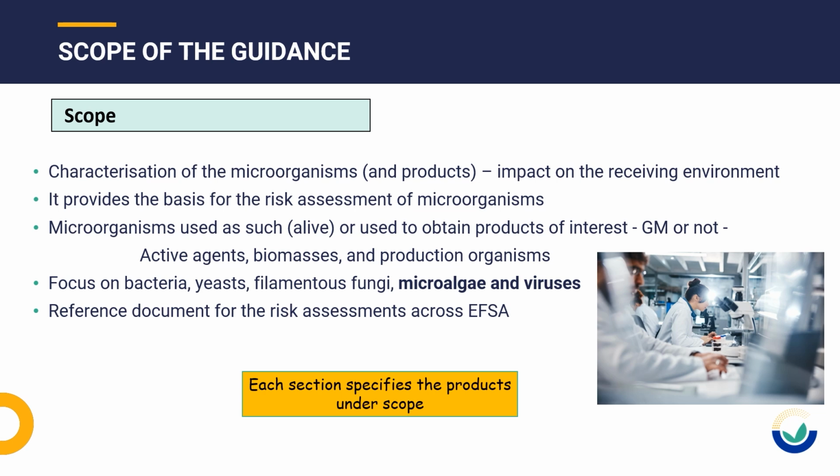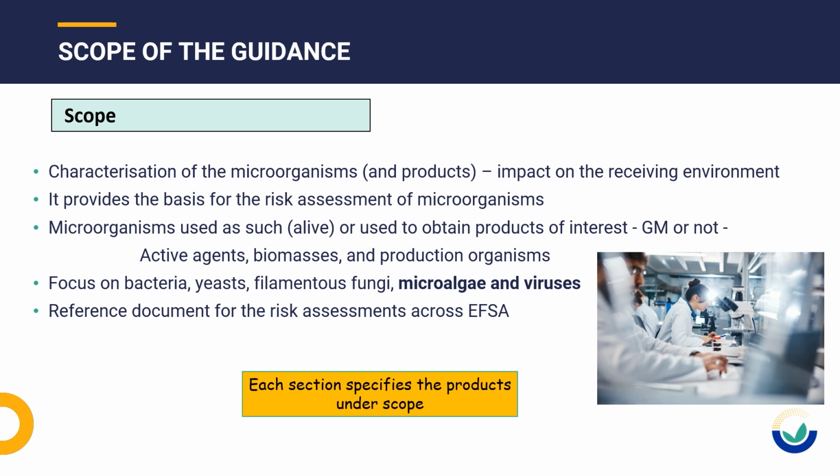It also covers other types of products such as biomasses that are produced with microorganisms but where cells have been killed but the genetic material still remains in the product. We will cover different taxonomic groups and in particular bacteria, yeast, filamentous fungi, and for the first time we have set criteria for the characterization also of microalgae and protists and viruses to respond to new needs.